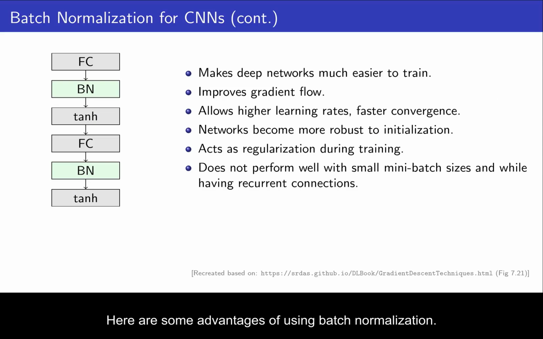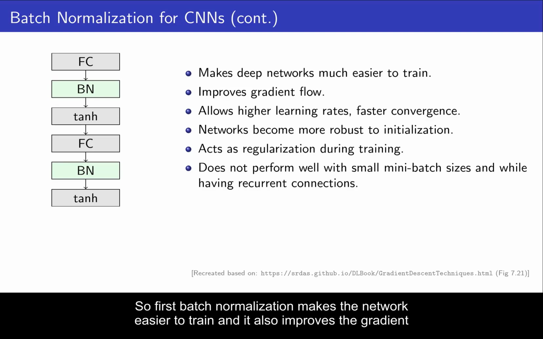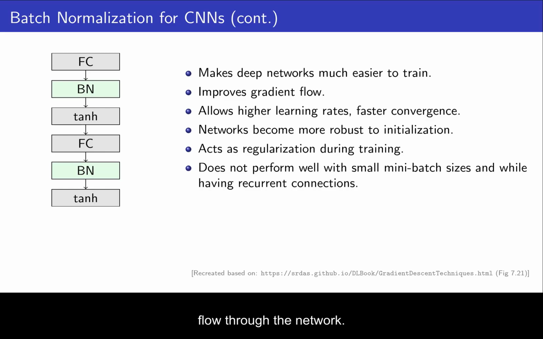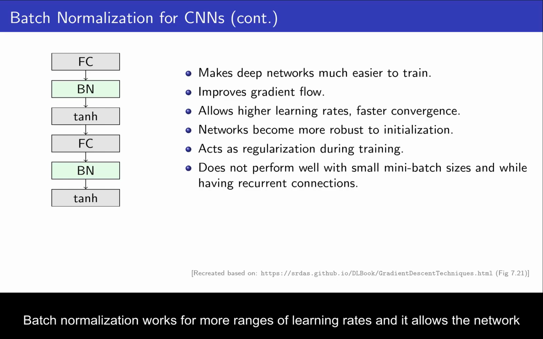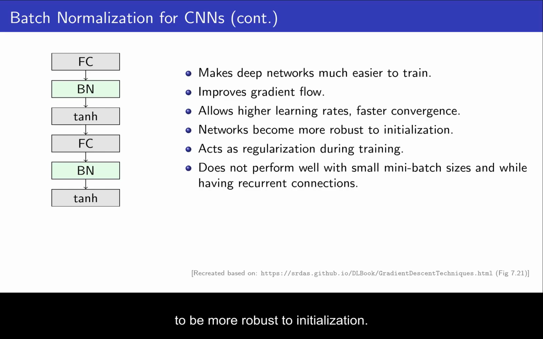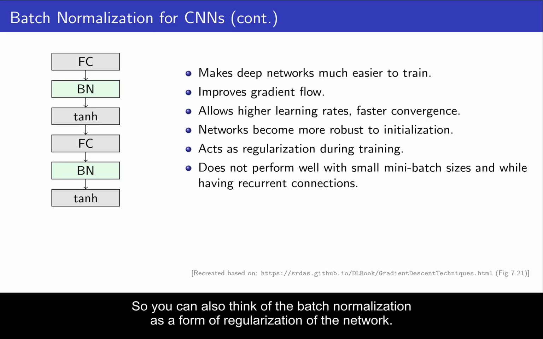Here are some advantages of using batch normalization. So first, batch normalization makes the network easier to train, and it also improves the gradient flow through the network. Batch normalization works for more ranges of learning rates, and it allows the network to be more robust to initialization. So you can also think of batch normalization as a form of regularization of the network.